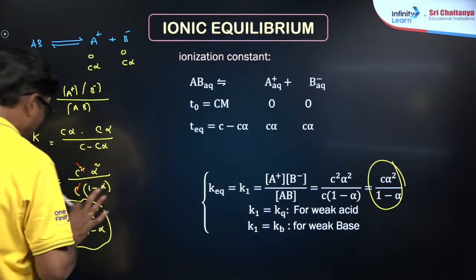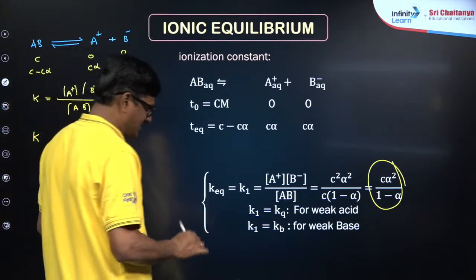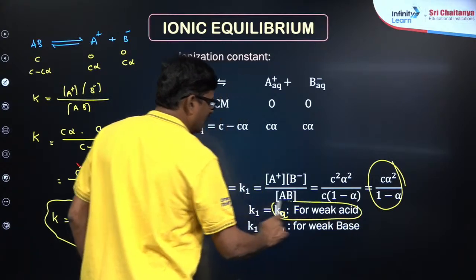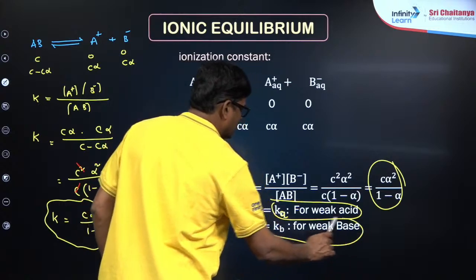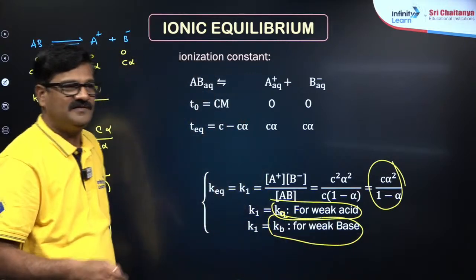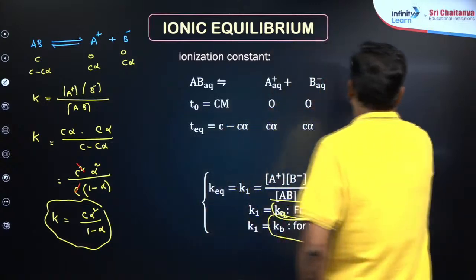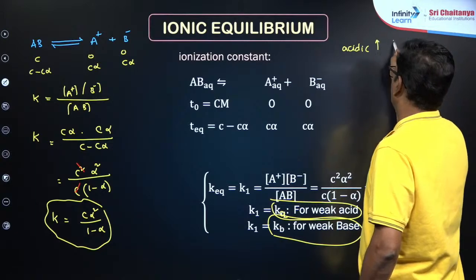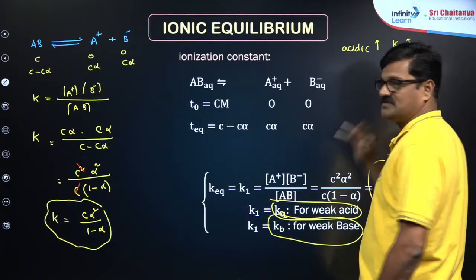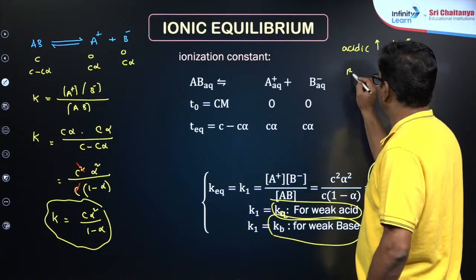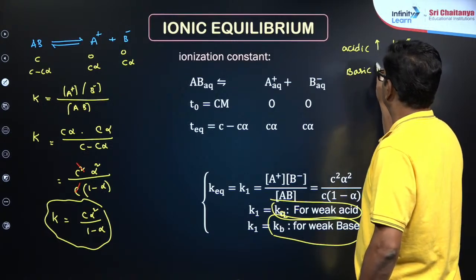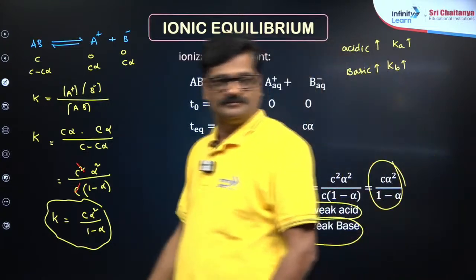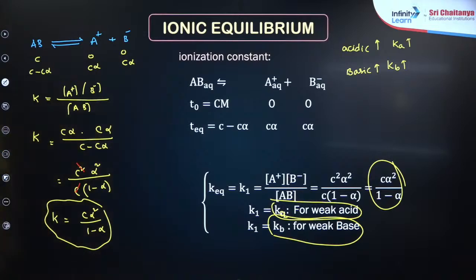Chitra. If you want to say it is for the weak acid, it is said to be Ka for a weak acid. If it is a weak base, Kb. If the acidic strength increases, Ka value is going to be increased. If basic strength increases, Kb value is going to be increased. Got it? Any doubt?